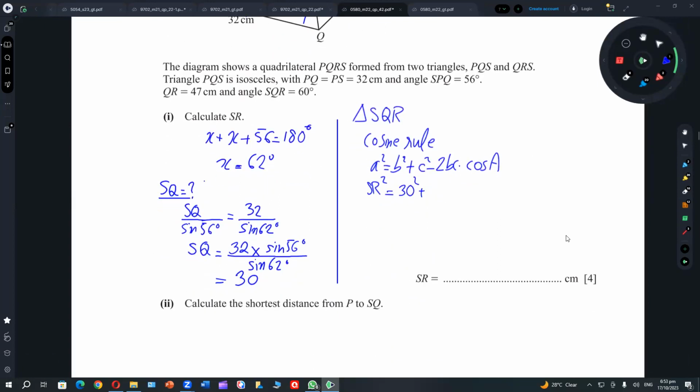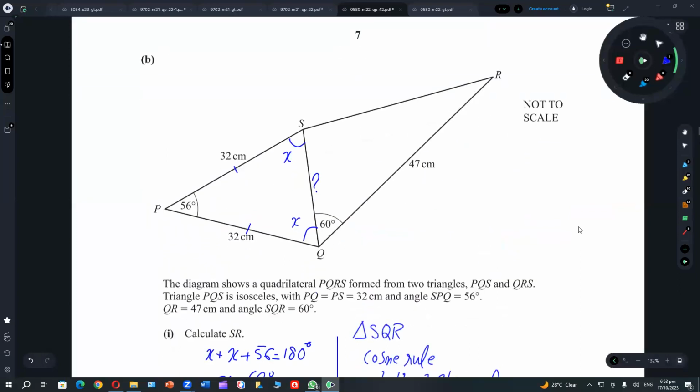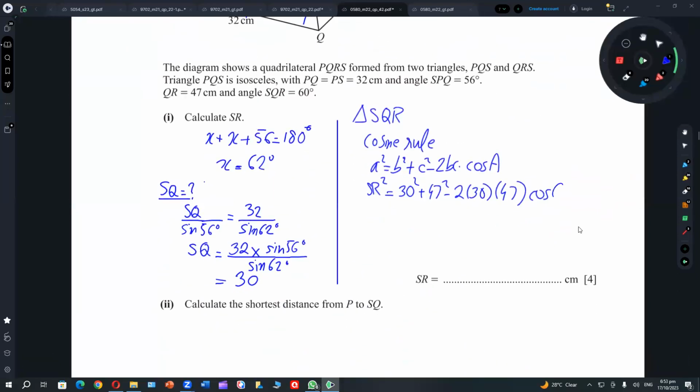30 squared plus 47 squared. See the working and let me know the answer. Yeah, I got the final answer. It's 41.2. No, 41.2.